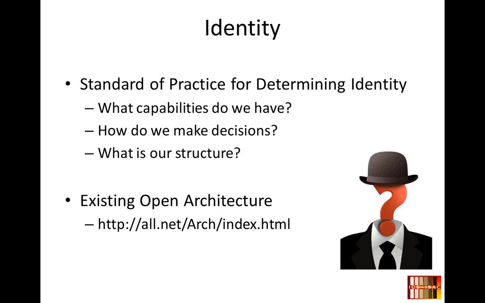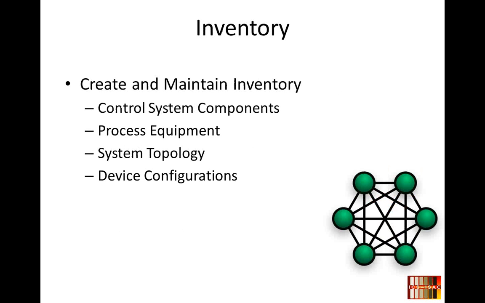For identity, SARA includes standards of practice for determining an organization's identities, looking at issues such as what capabilities we have as an organization, what is our decision-making process, what is our organizational structure. There's an existing open architecture that's published in the public realm that SARA includes. SARA will also look to capture other assessment procedures that can be portable and can be used by asset owners and their partners to establish and maintain self-awareness.